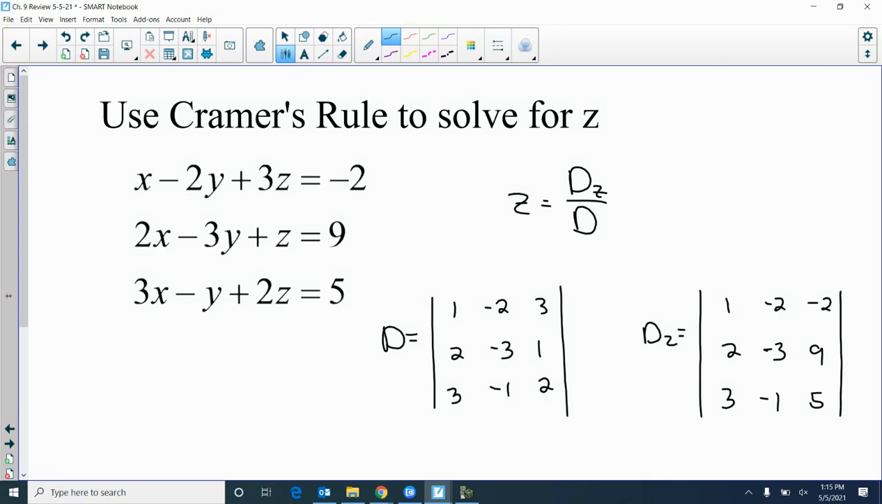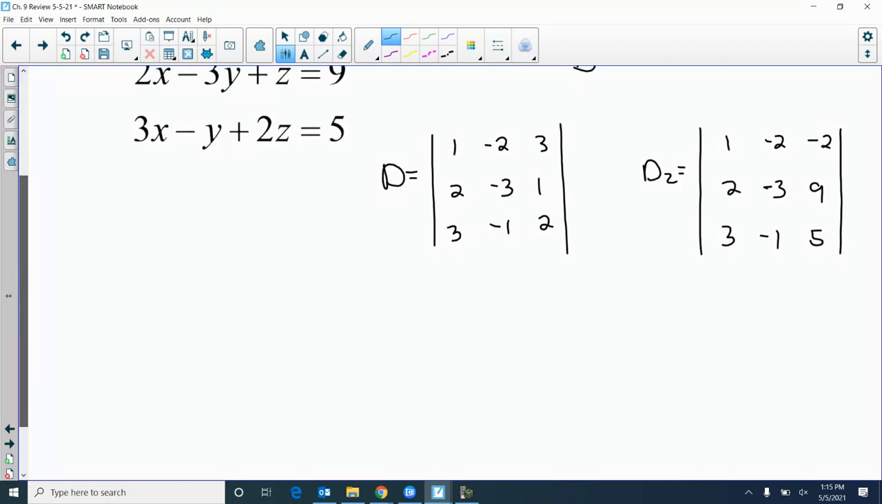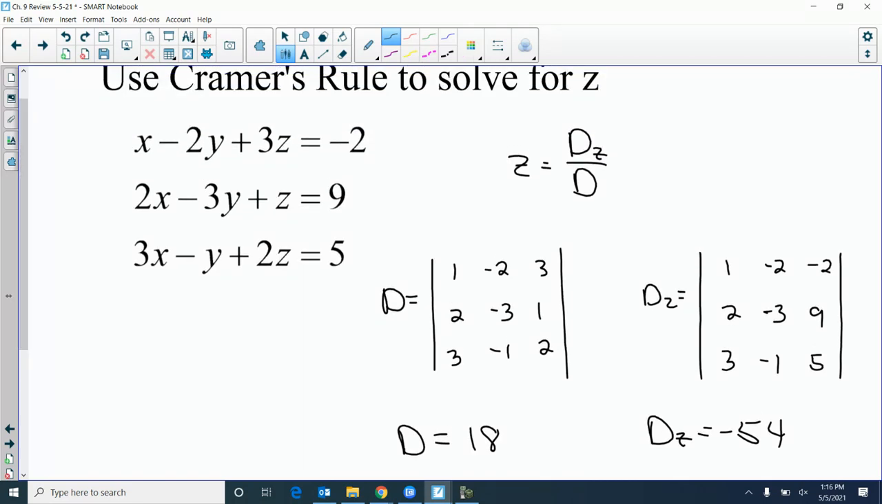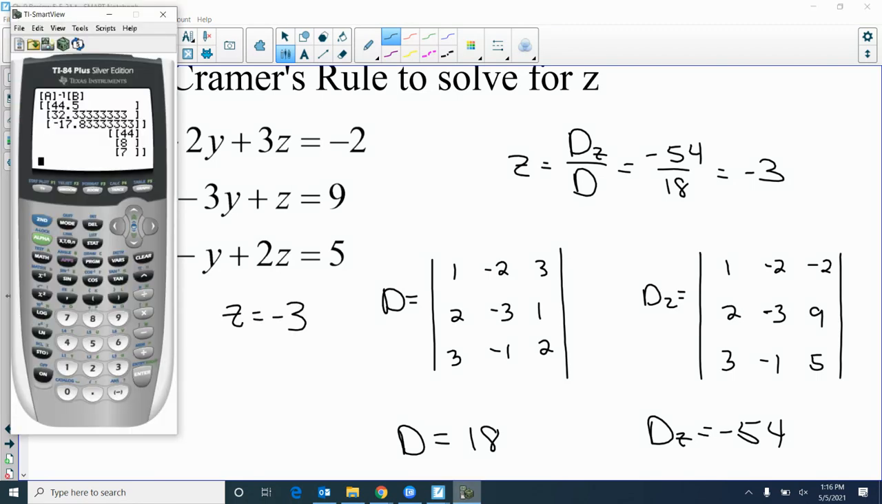Alright, Alan, what'd you get for D? The determinant for D? 18. And what'd you get for D sub Z? Alright, good, negative 54. And so that means negative 54 divided by 18. That means the Z value is negative 3.